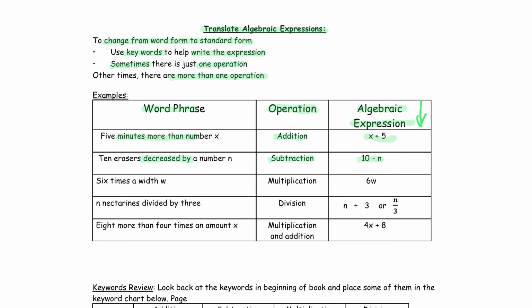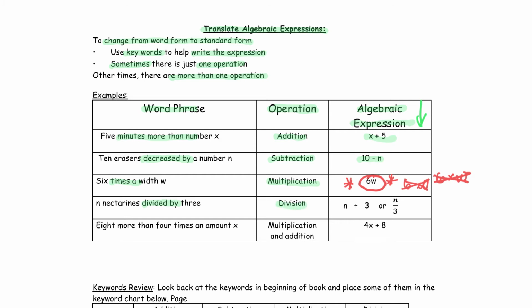Next one, 6 times a W. So obviously we know it's multiplication, but keep in mind, we looked at that little hint earlier. Here is the translation for the multiplication, 6W. Notice it's not 6 dot W, and notice it's not 6 X W. It's just the number next to the variable. That's super important.